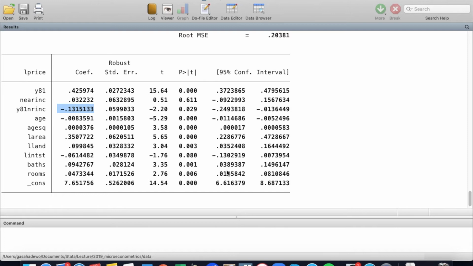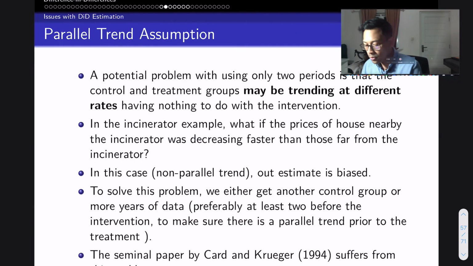Okay, so let's now discuss the issues that we may face with DID estimation. The first issue is actually probably not an issue, but I think the first main assumption that we want from a DID model is the parallel trend assumption. So a potential problem with using only two periods is that the control and the treatment groups may be trending at different rates. So remember the earlier graph that we have. We assume that the treatment and the control groups are trending parallel.